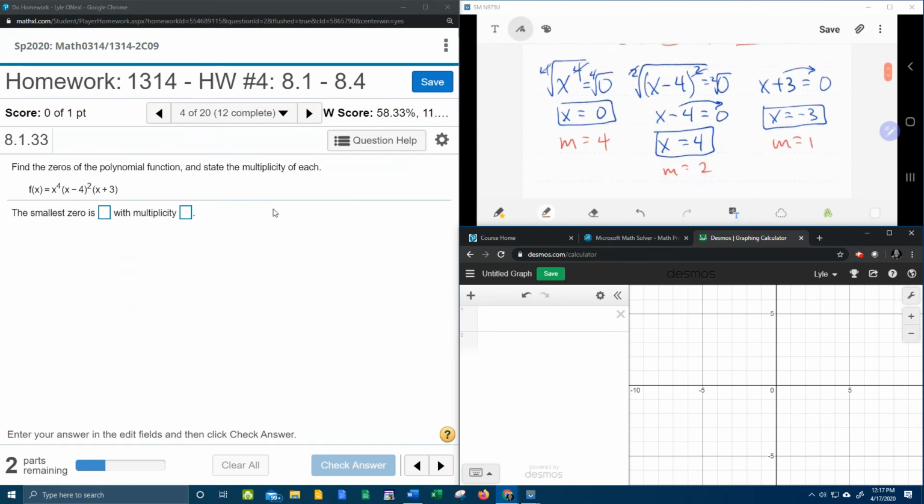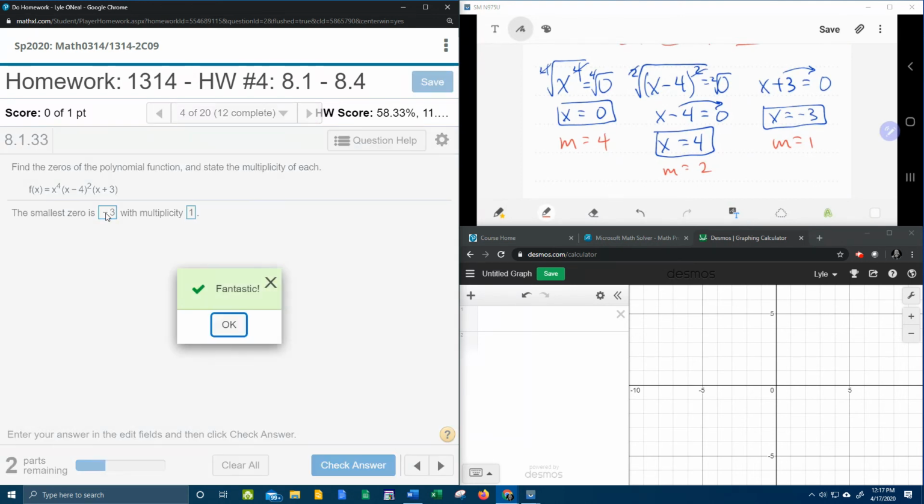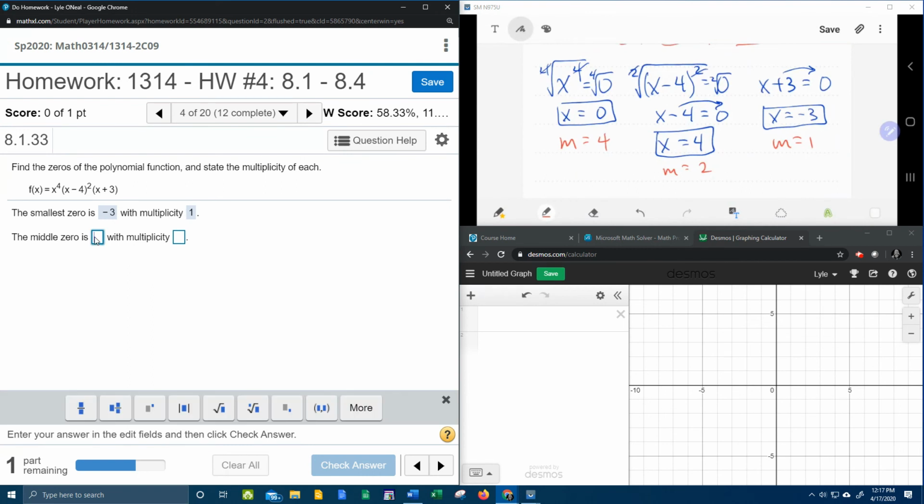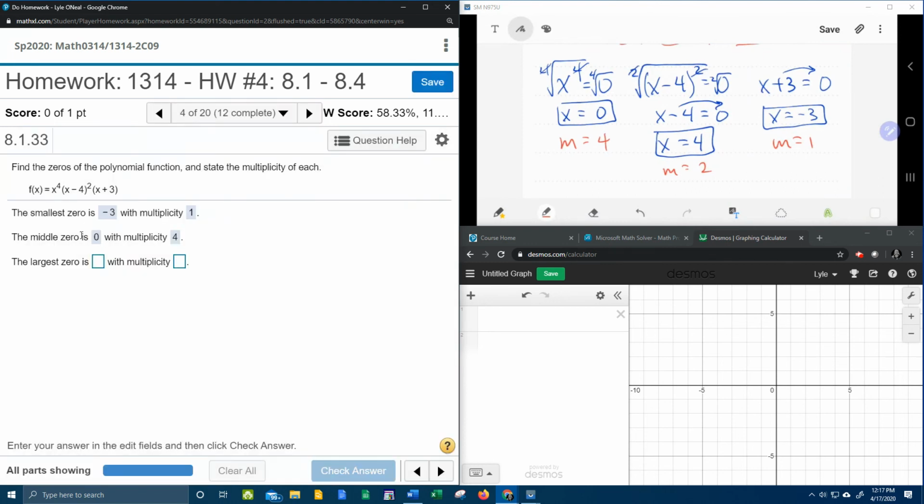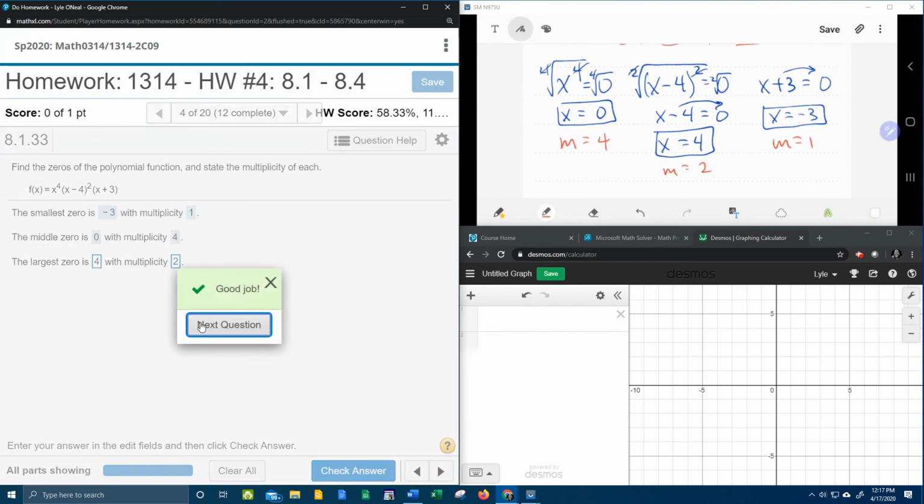And so now let's input those answers and see what we got. The smallest zero is negative 3, with a multiplicity of 1. The middle zero would be 0 with a multiplicity of 4. And the largest zero was x equals 4 with a multiplicity of 2. And so there you go.